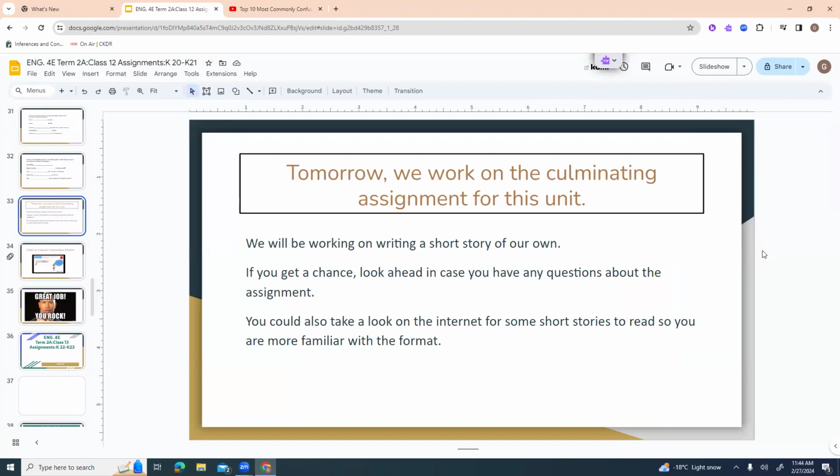Tomorrow we're going to work on the culminating assignment for this unit. And it's kind of a big one. It's kind of ambitious. We're going to be working on writing a short story of our own. So if you get a chance, look ahead in case you have any questions about the assignment. That'd be a great time to ask me.